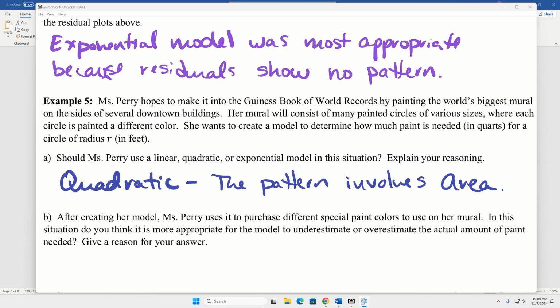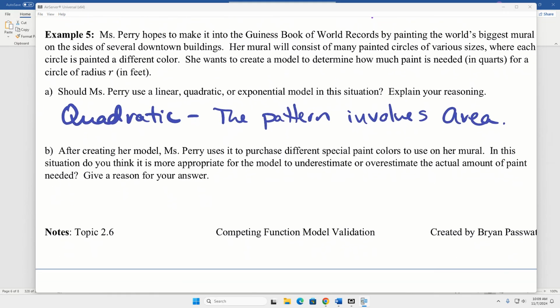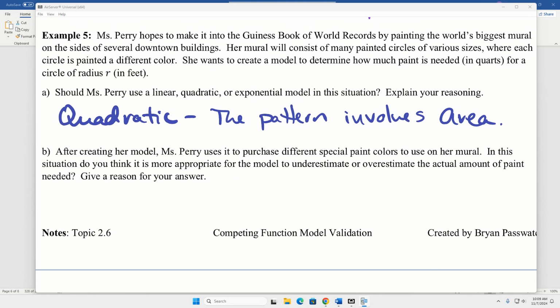That would be exponential. Now this next question I think is kind of tough, and I honestly don't know how to interpret it. And that's kind of statistics for you. It's very not black and white. So after creating her model, Miss Perry uses it to purchase different special paint colors to use on her mural. In this situation, do you think it's more appropriate for the model to underestimate or overestimate the actual amount of paint needed?